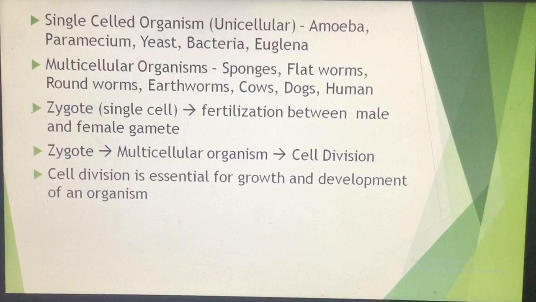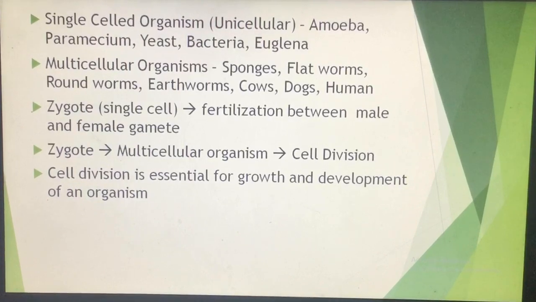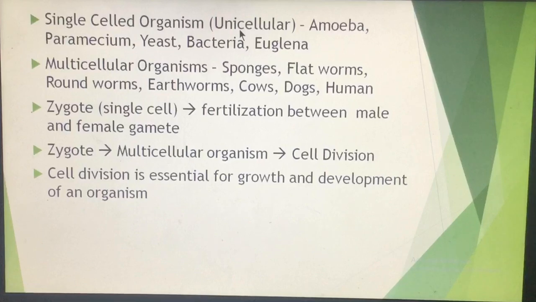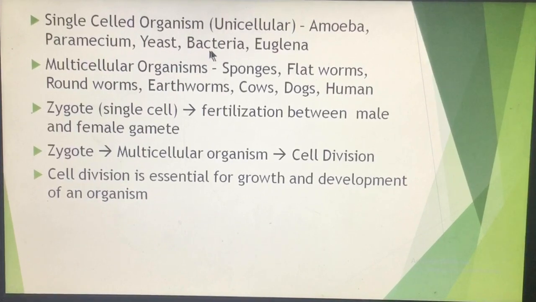Now there are two types of organisms. One is known as the unicellular organism. Unicellular organism means the body of an organism is made up of a single cell, like amoeba, paramecium, yeast, bacteria and euglena, etc. So these are unicellular organisms.